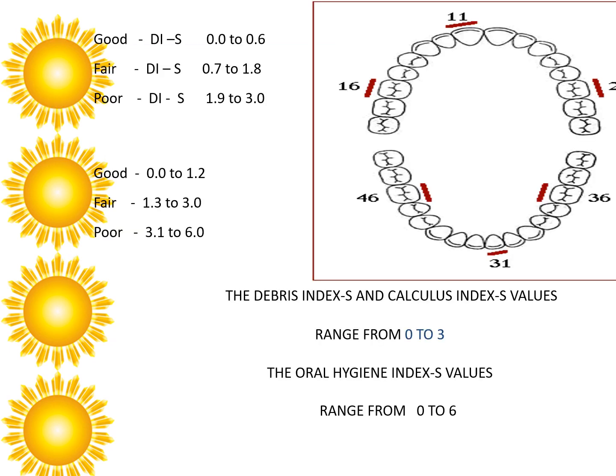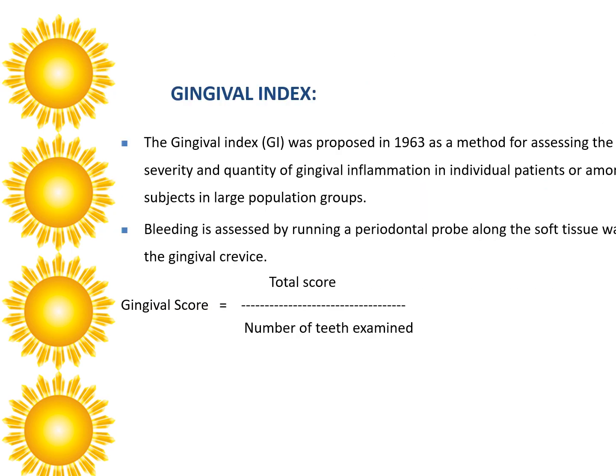And the values are from 0 to 3 in the oral hygiene index. In the simplified oral hygiene index, it is from 0 to 6. Moving on to gingival index. Actually, in cases of gingivitis, we have to assess bleeding, which is very important to assess a disease. The gingival index was first proposed in 1963.